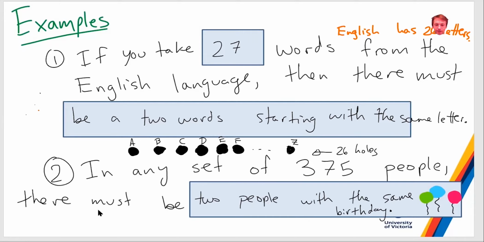I don't know whether we should count leap year, like February 29th. Let's count February 29th as a legit birthday. So there's 366 possible birthdays. 375 is bigger than that. So basically there's more pigeons than there are holes. So there must be a hole that has at least 2 pigeons, if that makes sense. Any questions about that? So these holes are birthdays.